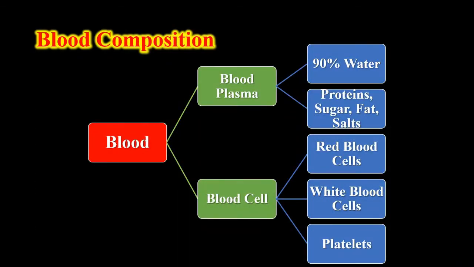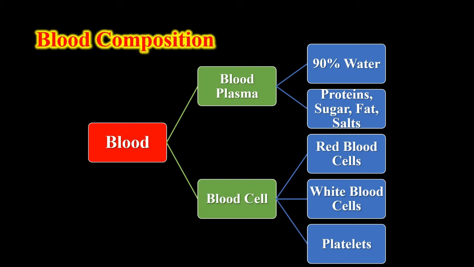And now let us understand the blood composition in detail. You can see the flow chart on your screen, and by this we can understand that blood is mainly composed of two different components. First is blood plasma and second is blood cells. The blood plasma is about 55% of the blood while the blood cells are 45% of the blood.